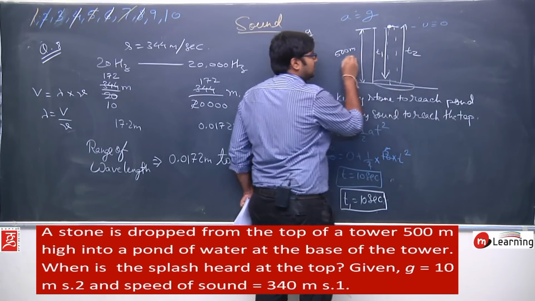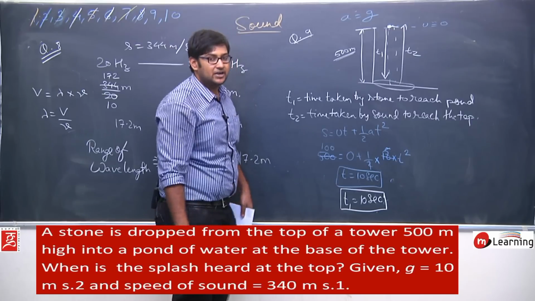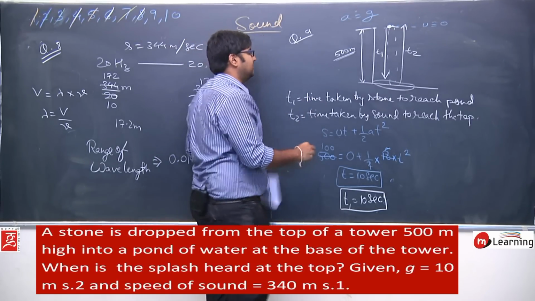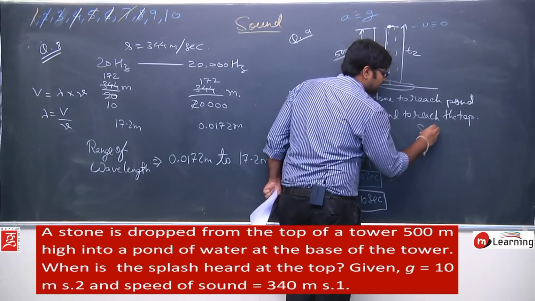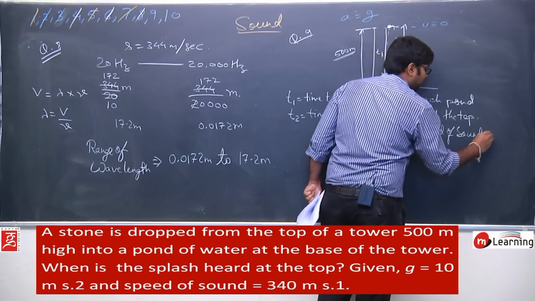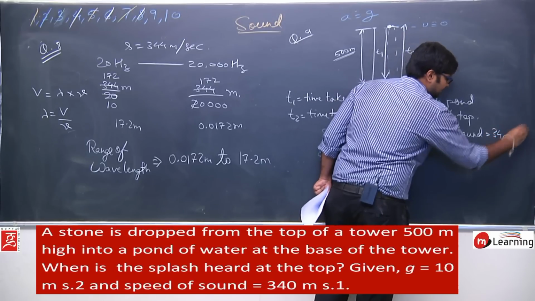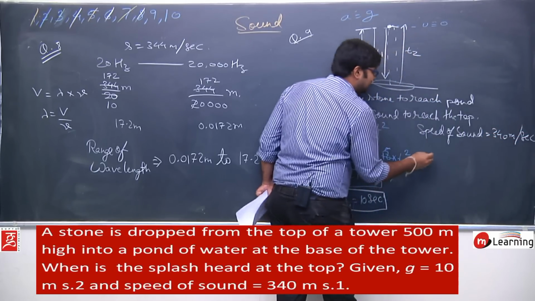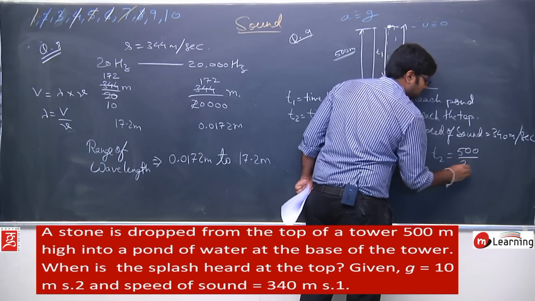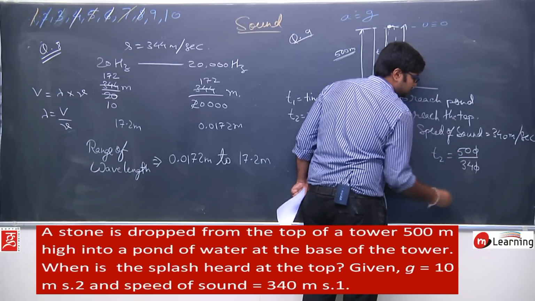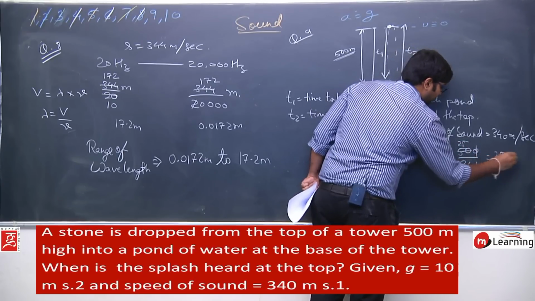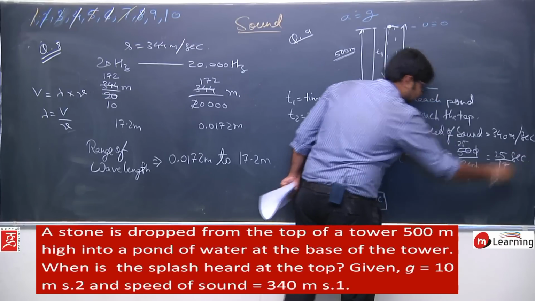In the T2 time, the sound has to travel a distance of 500 meters with the speed of sound. The speed of sound is given as 340 meters per second. So we can see that the time T2 would be 500 upon 340. So these zeros will get cancelled. This is 17 and 25. So it is 25 by 17 seconds. This is the T2 time.